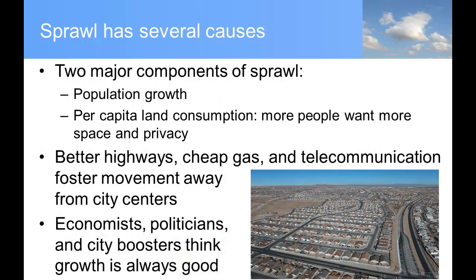So there are two major components of sprawl. One is population growth, just the size of the population, and the other is the per capita land consumption. More people want more space, more privacy. We all want the nice big lawn with the 2-car garage and everything.